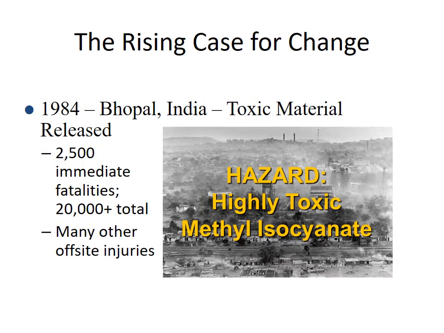The hazards were taken seriously when some dangerous incidents occurred across the world. One such incident was in 1984 in Bhopal, India, which was a toxic material release. About 2,500 immediate fatalities occurred and many other offsite injuries were also there.